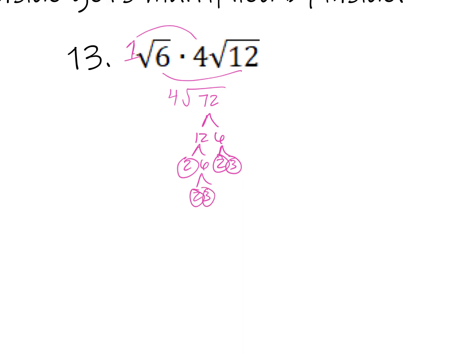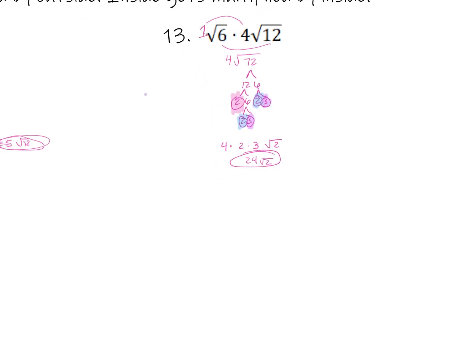So this 2 and this 3 are ends. This 3 matches with this 3. This 2 matches with this 2. And well, I have my lonesome 2 right here. So it's going to go on the inside. So I get 4 times 2 times 3, radical 2, which is 4 times 3 is 12, times 2 is 24, radical 2. All right. And that's if it wanted the absolute most simplistic form.